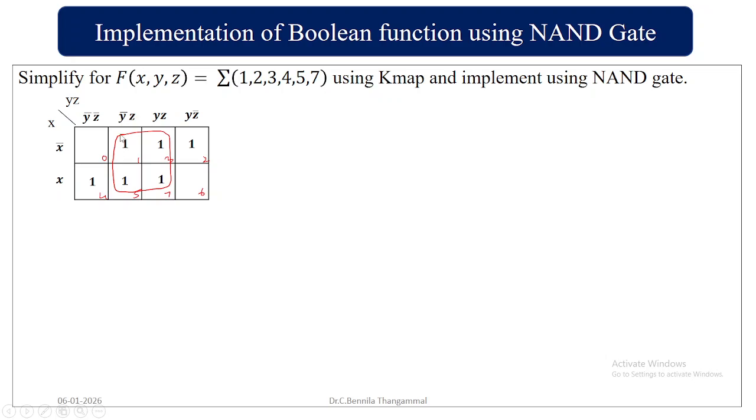Next, I can have a pair. So what is the pair for this one? I can go for a pair for 3 and 2, which is the adjacent one. So I will go for the pair, and here 4, 5 is going to be another pair. Now I have included all the minterms here.